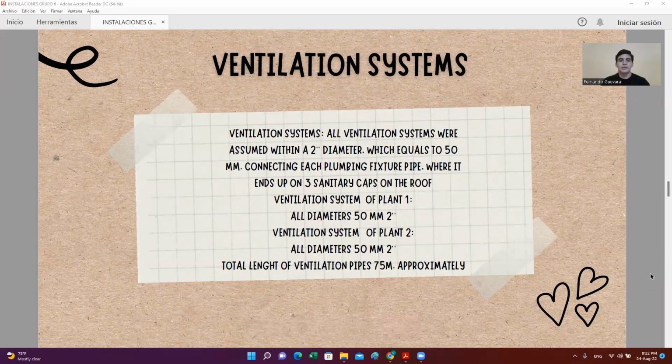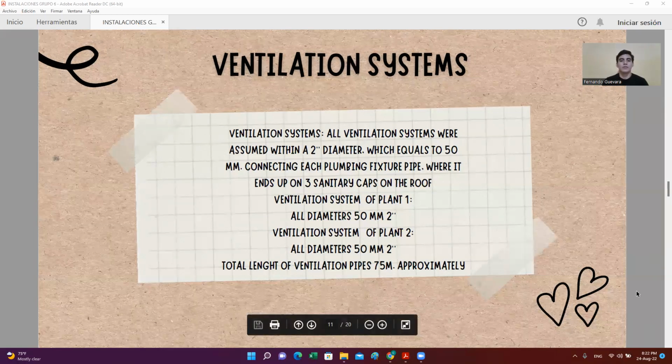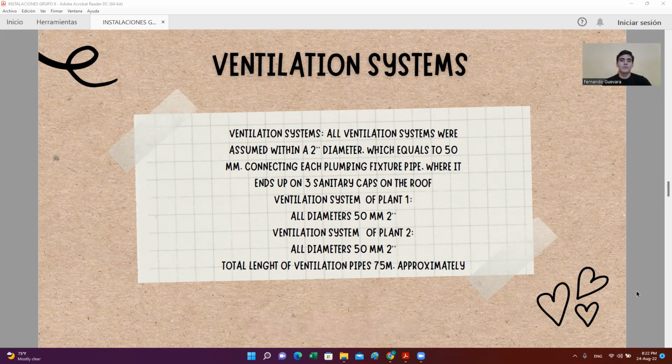Here we can see the ventilation system specifications. All ventilation systems were assumed within a 2 inch diameter, which is equal to 50 millimeters, connecting each plumbing fixture pipe, where it ends up on 3 sanitary caps on the roof. Ventilation system of plant one, all diameters 15 millimeters. Of plant two, all diameters of 15 millimeters, with a total length of ventilation pipes of approximately 75 meters.